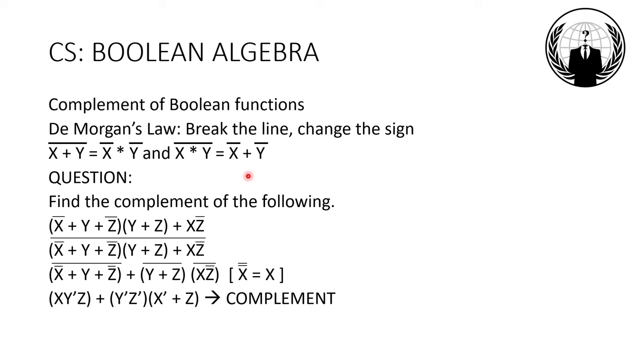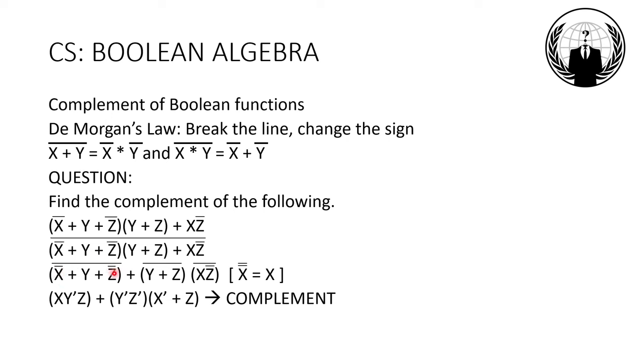Now here is the complement of Boolean functions. To find the complement of a given Boolean function, we will apply De Morgan's law because we will require taking the whole complement of the given Boolean function. So here is the question: find the complement of the following Boolean function: x complement plus y plus z complement, multiplied by y plus z plus x into z complement. So we will take the whole complement, then we will break the sign and apply the not sign on the individual components or individual terms.